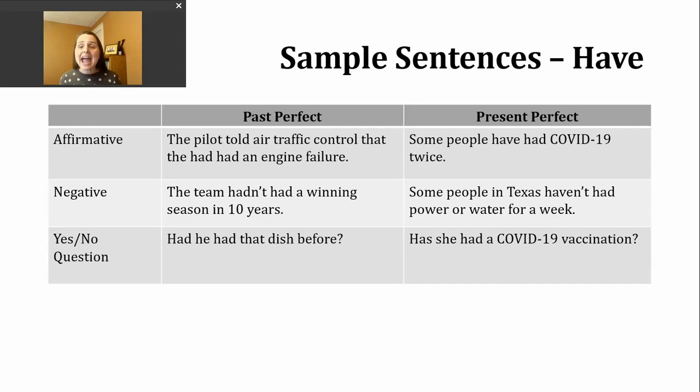Some people have had COVID-19 twice. And if I want to make a negative present perfect sentence, I'm just going to insert not after the have or has. Here's another example. Some people in Texas haven't had power or water for a week. And if I want to make a yes or no question in the present perfect, I'm going to start with have or has, whichever word matches my subject, which comes next, and then we'll have the participle. Has she had a COVID-19 vaccination?